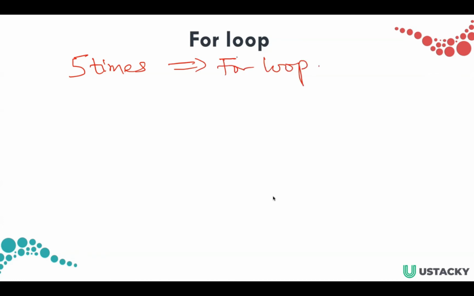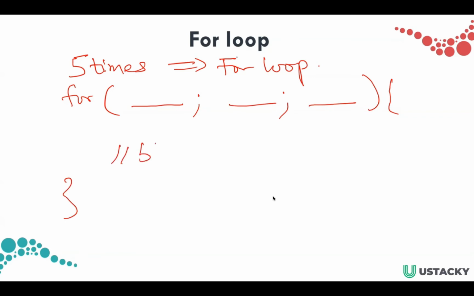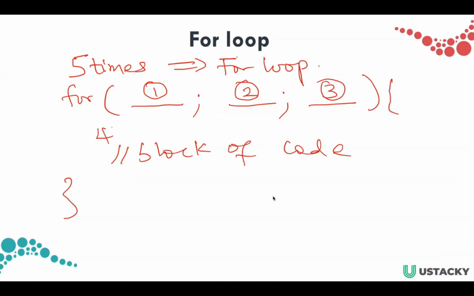And for loop is written as for, you have 3 components here, and this is the block of code to be executed. In all, there are 4 components. This is the first component, this is the second component, this is the third component, and this is the fourth component, which is a block of code.